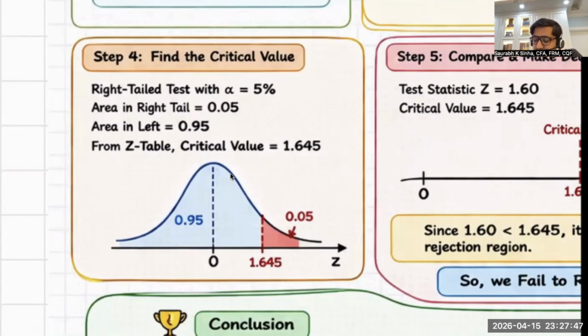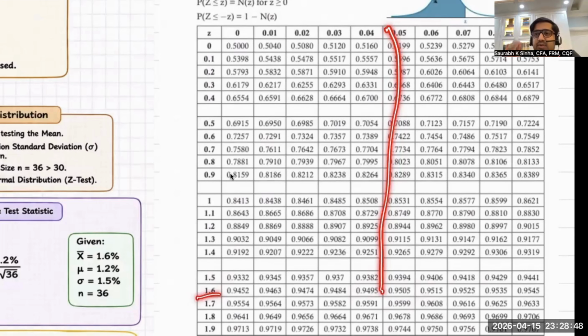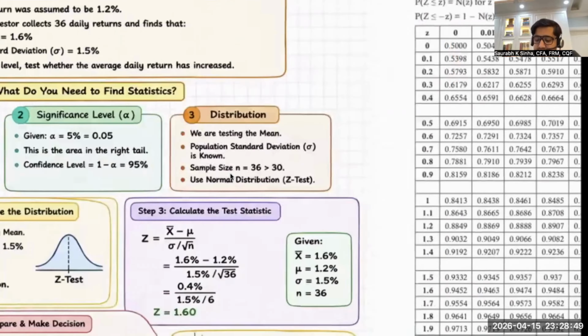So we can flip the question and say, if this is 5%, then we are interested in 95% from left to right. So let's look for 95%. If I look for 95%, I'll find 95% somewhere between these two values, which is 1.64 and 1.65. So the value that I'll take is 1.645. That is my critical boundary.